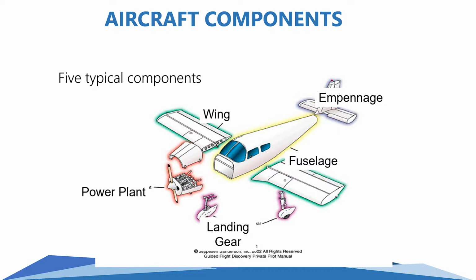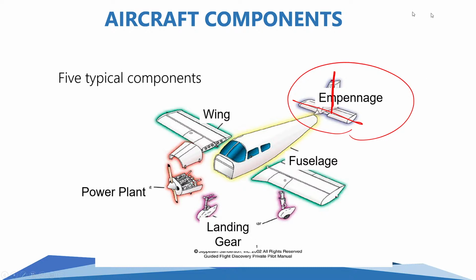On the tail here, you've got the empennage, and the empennage basically consists of two different devices. We have a vertical stabilizer right here, and then we have a horizontal stabilizer going in the other direction, and we have flight controls that are attached to either one of these.